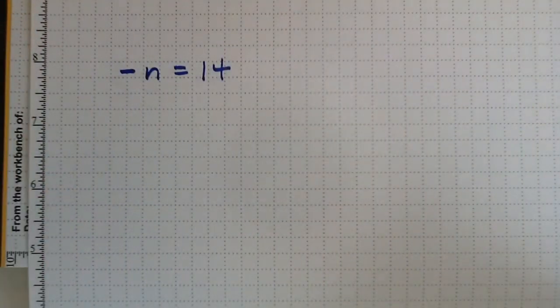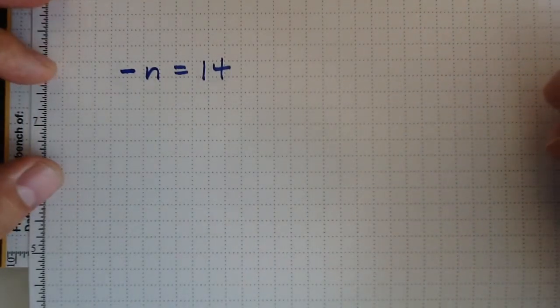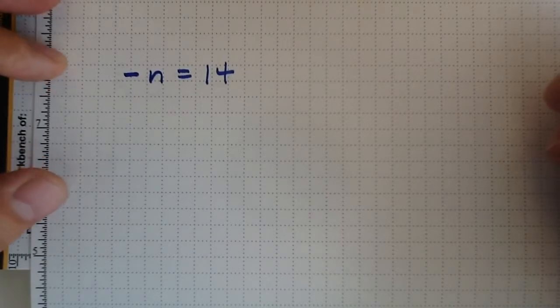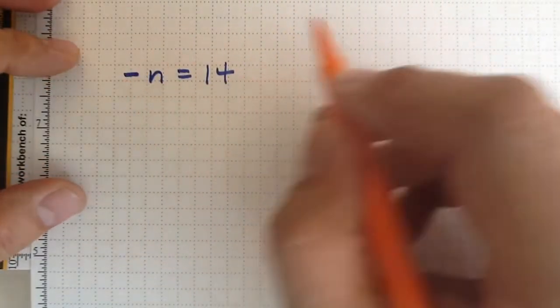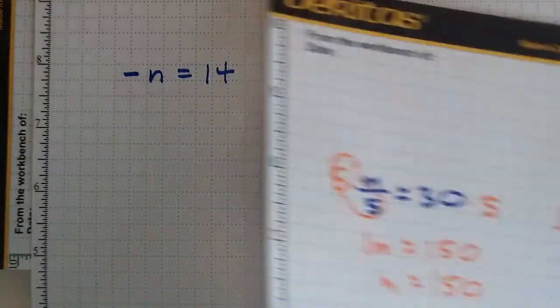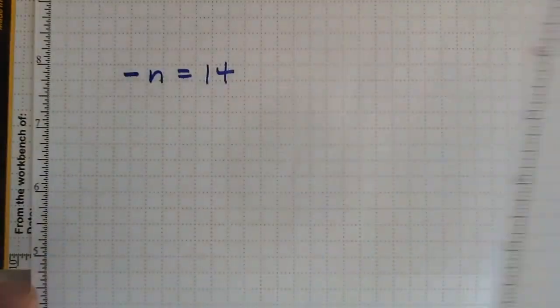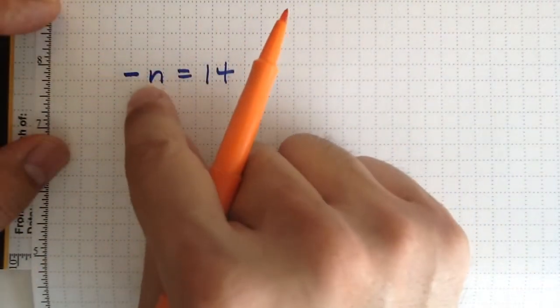Now, how about this one? This one's a little tricky. This stumps some people sometimes. -n equals 14. So how do we figure this one out? Well, I think what's the confusing part for a lot of people is that there's no number here, but there's a negative. But remember that just like in these examples, where 1m is the same thing as m, next to a variable there's always that invisible 1.